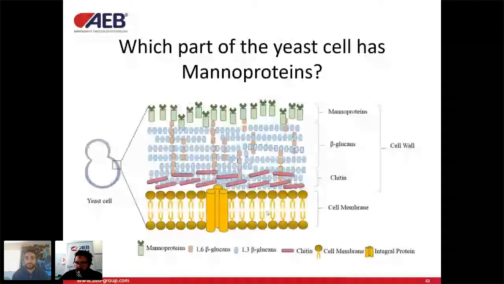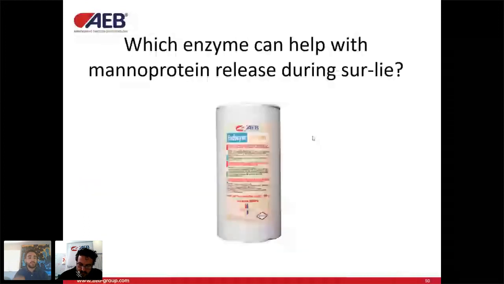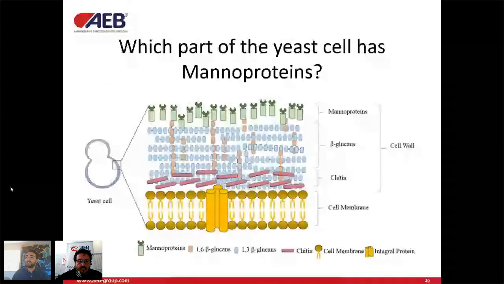Next question is, which enzyme can help with mannoprotein release during sur lie? And yes, you voted correctly, it is the beta glucanase. Beta glucanase can help with speeding up the sur lie aging process. In fact, if we see the picture before, because the mannoproteins are attached to the beta glucan, if an enzyme can break down this beta glucan, it results in an increased release of mannoprotein.